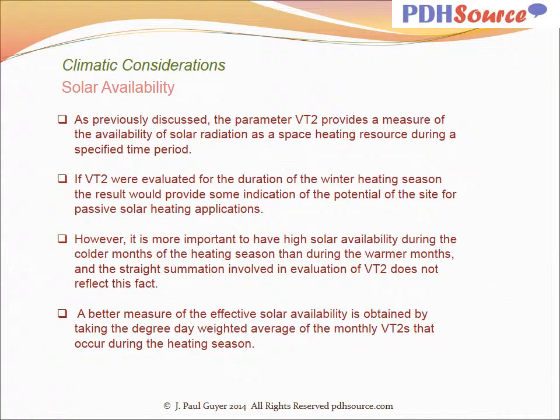However, it is more important to have high solar availability during the colder months of the heating season than during the warmer months, and the straight summation involved in evaluation of VT2 does not reflect this fact. A better measure of the effective solar availability is obtained by taking the degree day weighted average of the monthly VT2s that occur during the heating season.